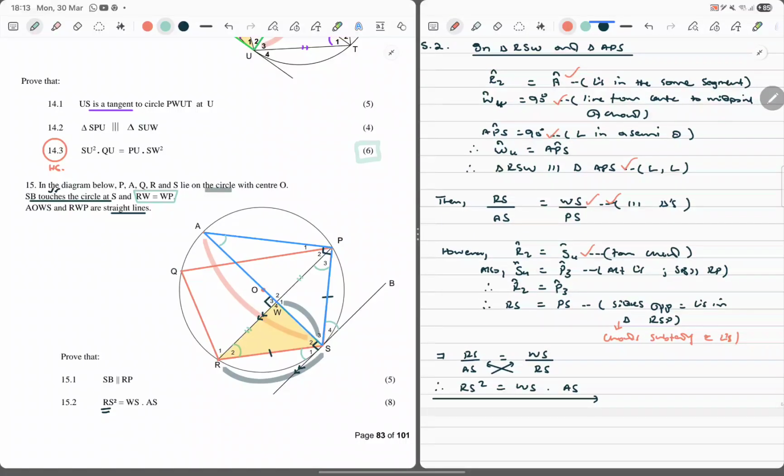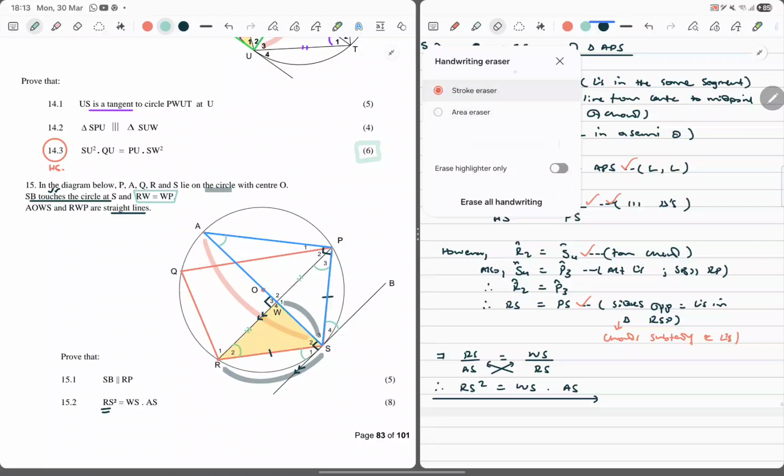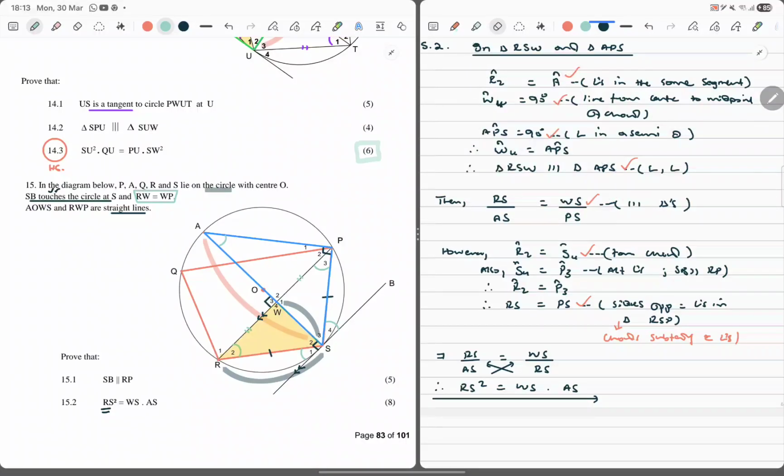The tan chord, so 1 2 3 4 5 6 7, 8. Okay, I cannot give more than 1 mark there. So this is 1 2 3 4 5 6 7.